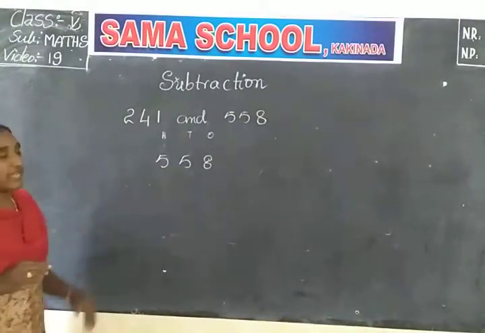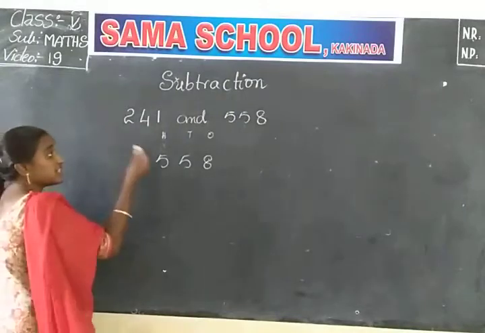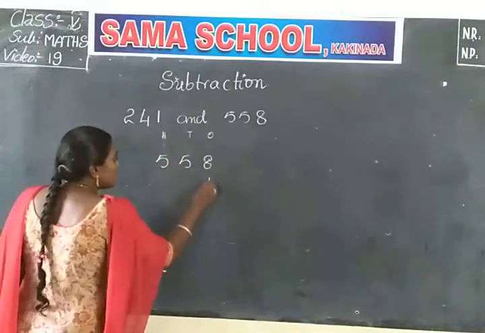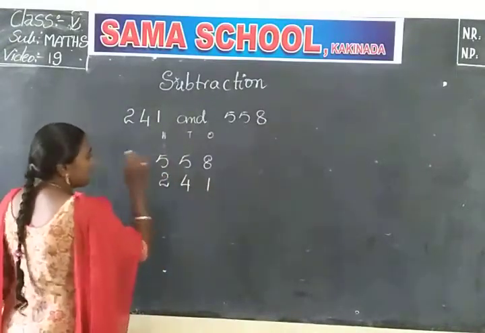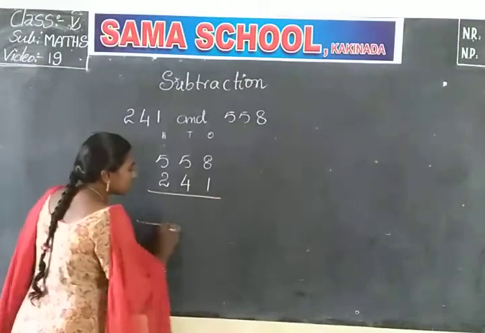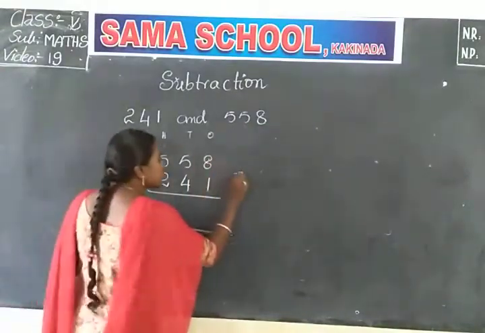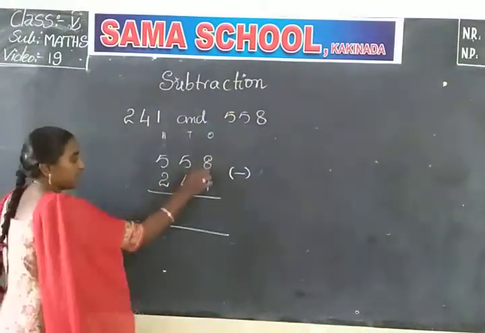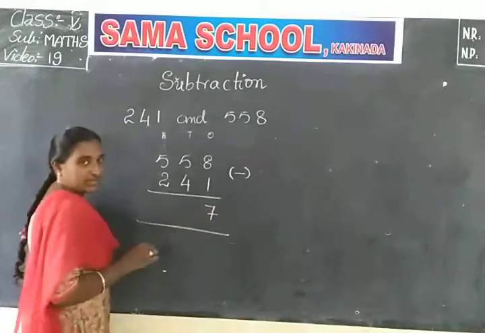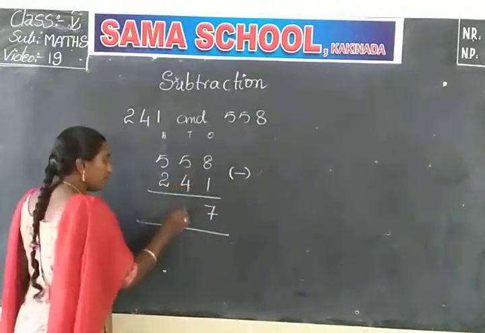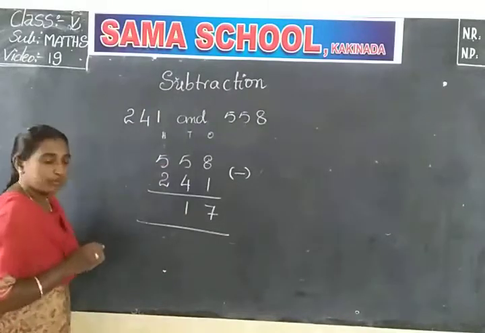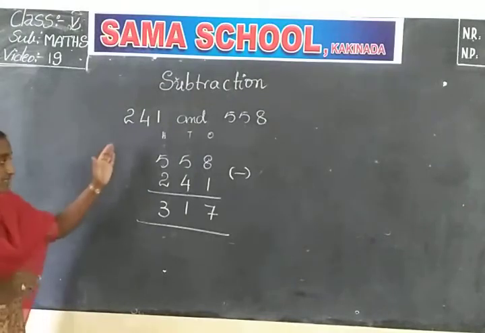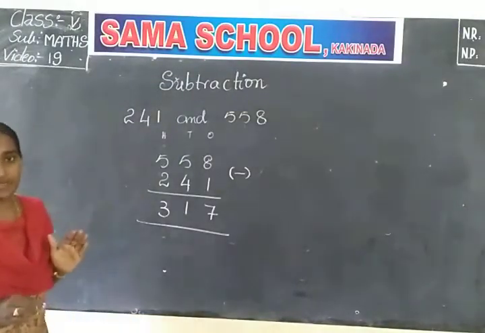Okay. Next you take the small number in the next place. In additions we have started writing the next numbers from ones place. In the same way you do in subtractions also, like this. And you do the subtraction. What is the symbol for subtraction? Minus. Okay. Now you do subtraction. 8 minus 1. How much? 7. 5 minus 4. 1. 5 minus 2. 3. So this is the answer. Okay. This is the way you have to do the subtraction.